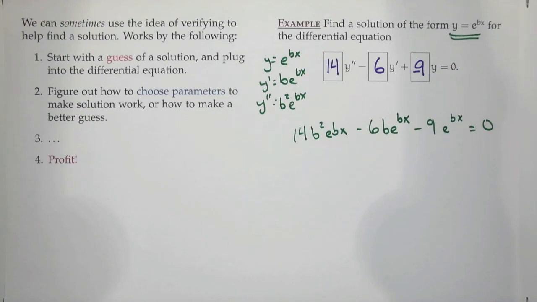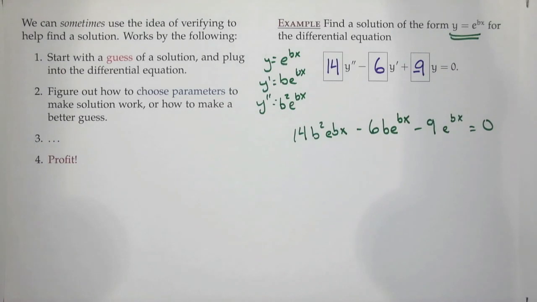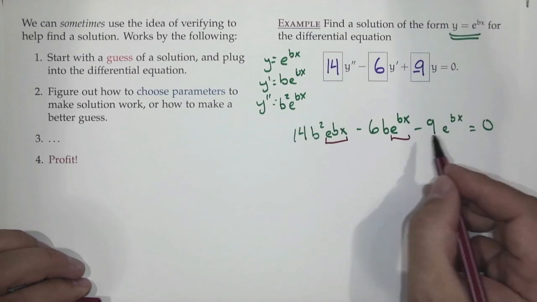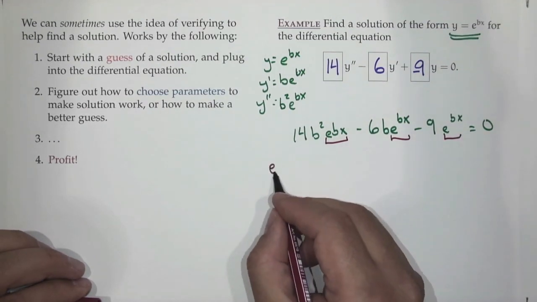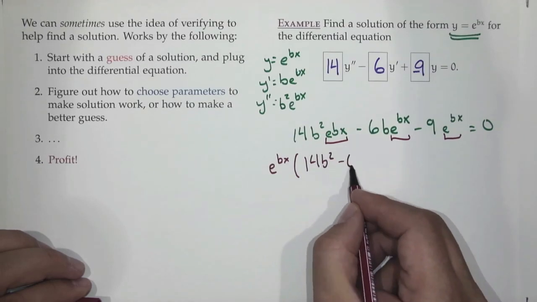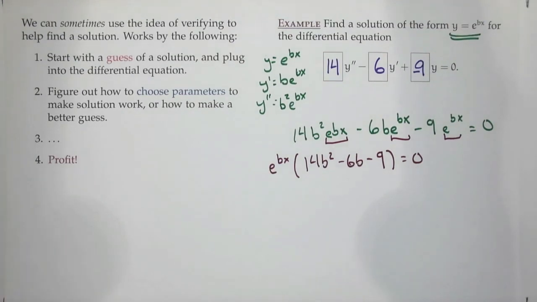All right. Now, is this a solution? Well, if this is a solution, what needs to be true? Now, all this has to equal 0. That's a lot, Steve. Well, can we simplify anything on this left-hand side? Yeah, all these terms have e to the bx. Since that's common, pull it out. So e to the bx times 14b squared minus 6b minus 9 equals 0. So now we have two things multiplying together to equal 0.